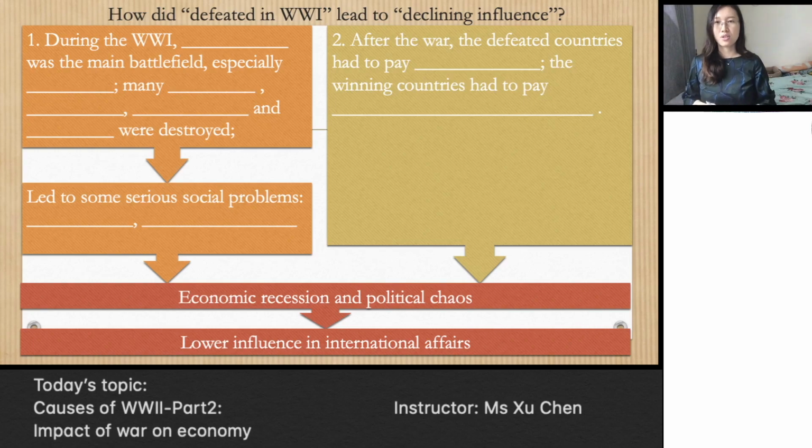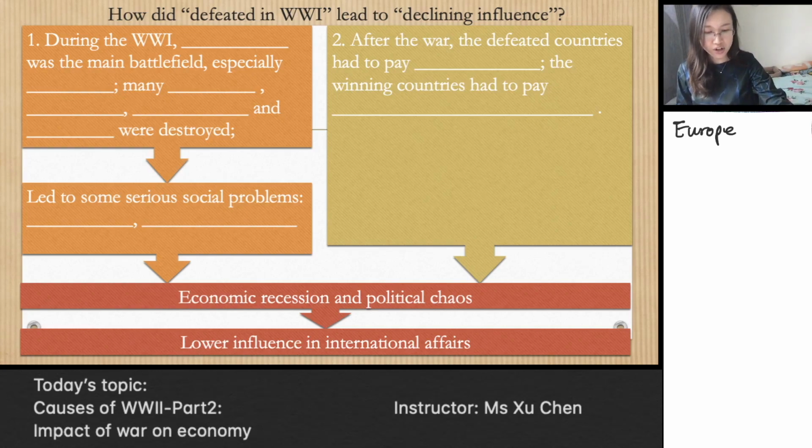Firstly, you have to explain what happened in the war, right? Something that happened in the war led to the declining influence of Europe. So what happened? During the First World War, where was the main battlefield? Of course, Europe, right? The European continent was the main battlefield. Remember when we checked the Paris Peace Conference, I tried to explain why the peace conference should be held in Paris. It's because France was the main battlefield, and they wanted people to see around Paris and around France so they could ask for more, right?